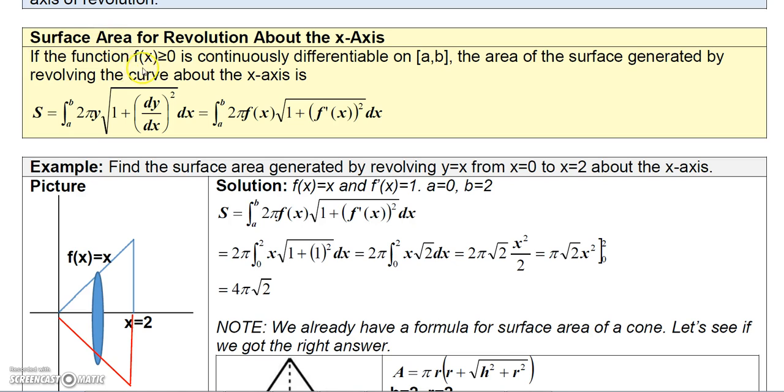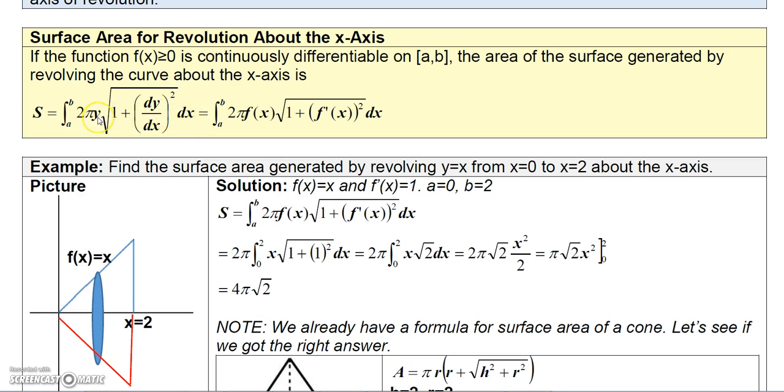So first of all, if the function is greater than or equal to 0 and is continuously differentiable, in other words, you can differentiate it on the closed interval from a to b, then the area of the surface generated by revolving the curve around the x-axis is equal to, so S is for the surface area, the integral from a to b, that's on the x-axis, x equals a to x equals b, of 2 pi times y times the square root of 1 plus the derivative of y with respect to x, quantity squared, dx.